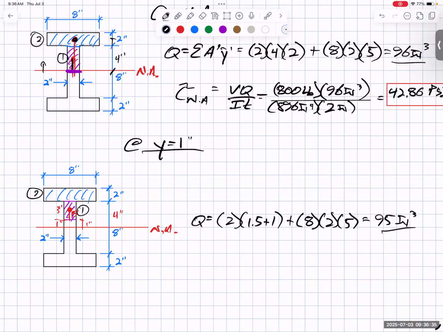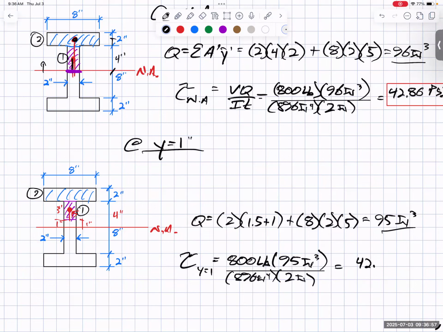I haven't gone real far, but my tau at y equals 1 inch: we have 800 pounds, we have 95 cubic inches, and then we have our 896 inches to the fourth. We still have the same t value of 2 inches, giving me 42.41 psi. Rad. There are 2 of them.